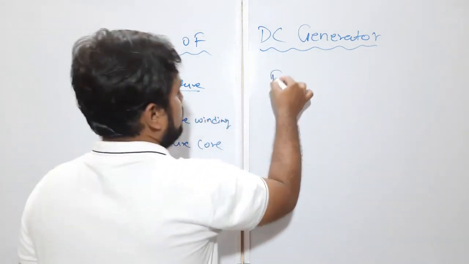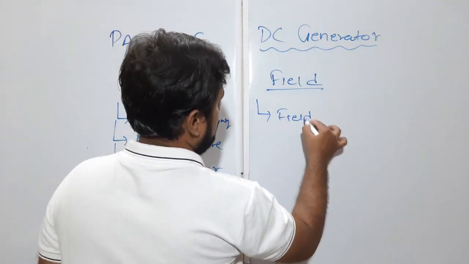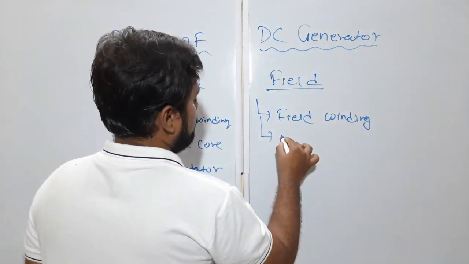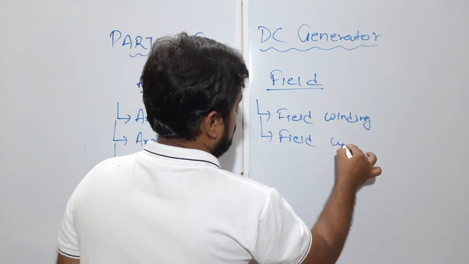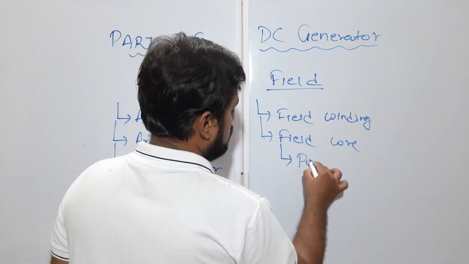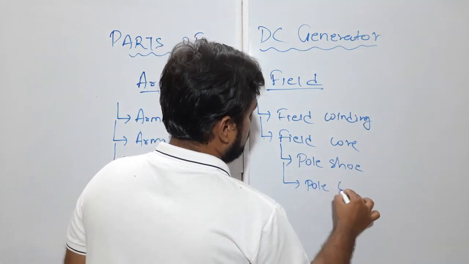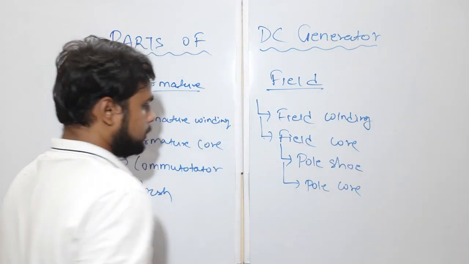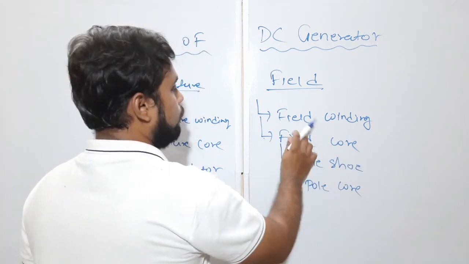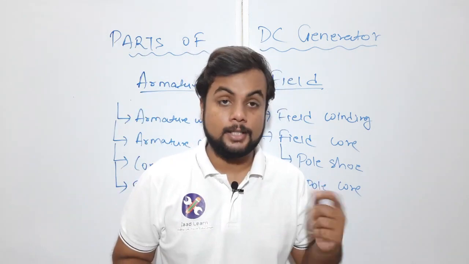Now in the case of the field, we have the field winding and the field core. The field core is again divided into two parts: the pole core and the pole shoe. Above the field core we always do the field winding. Basically, these are the important parts of any DC generator that we will see in this experiment.